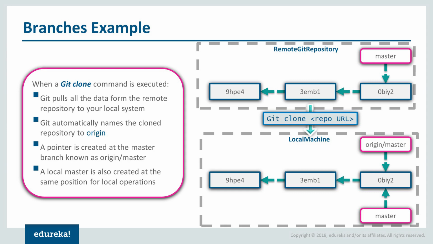Git automatically names the cloned remote origin. This is the default, and a pointer is created at the master branch, which is known as origin/master. A local master, which is this, is also created at the same position for local operations.